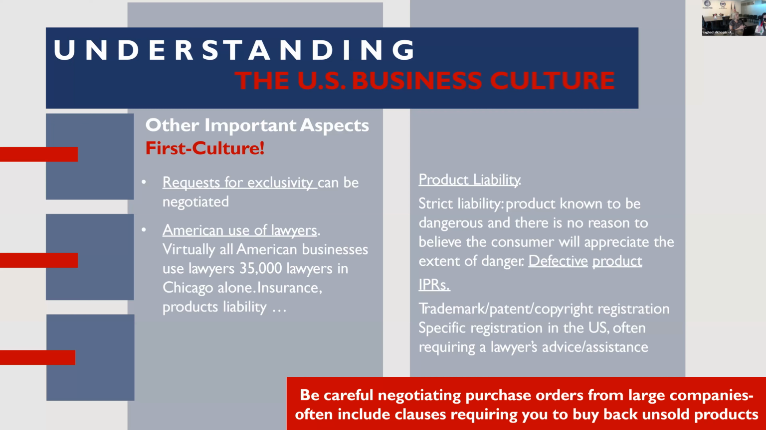You need to use lawyers because your American counterparts will be seeking legal advice and using lawyers. Insurance, product liability, IPR, please do not neglect these issues. Product liability: is a product dangerous? Will the consumer appreciate the extent of the danger? Defective products, like I mentioned, IPRs, trademarks, patents, copyright registration, specific registration in Oman, is it required? You need to ask your lawyer's advice and assistance.